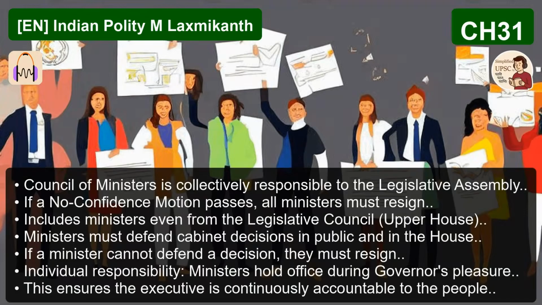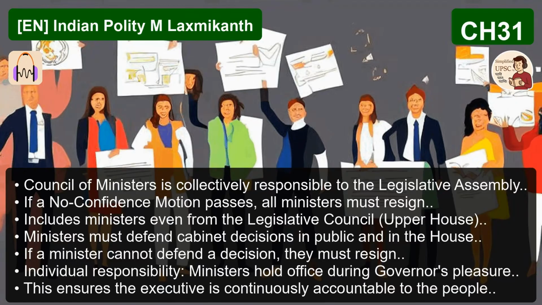If that confidence is lost, the entire government falls. It's all or nothing. But we mentioned they have a strategic alternative to just resigning. Right. When faced with a no-confidence motion, the cabinet can advise the governor to dissolve the assembly. Their argument is essentially, this house no longer represents the people's will, so let's go back to the people for a fresh mandate. A pretty powerful move.